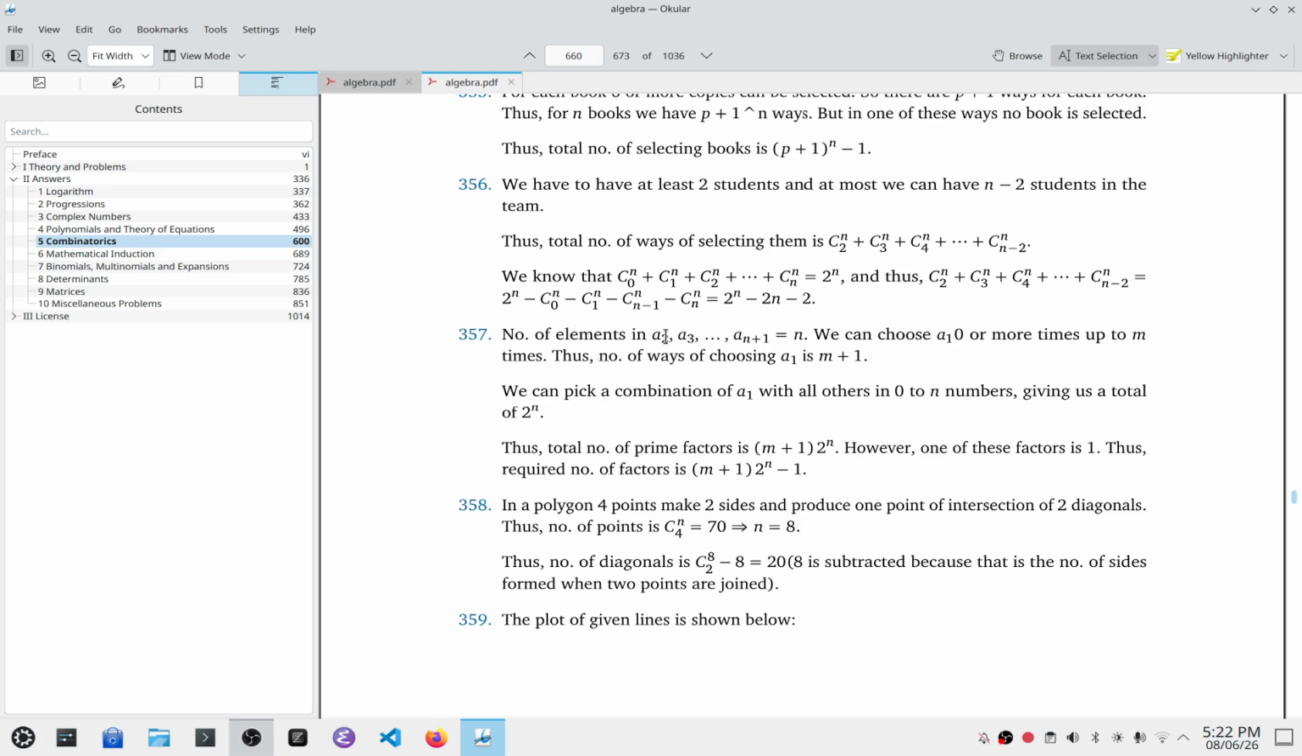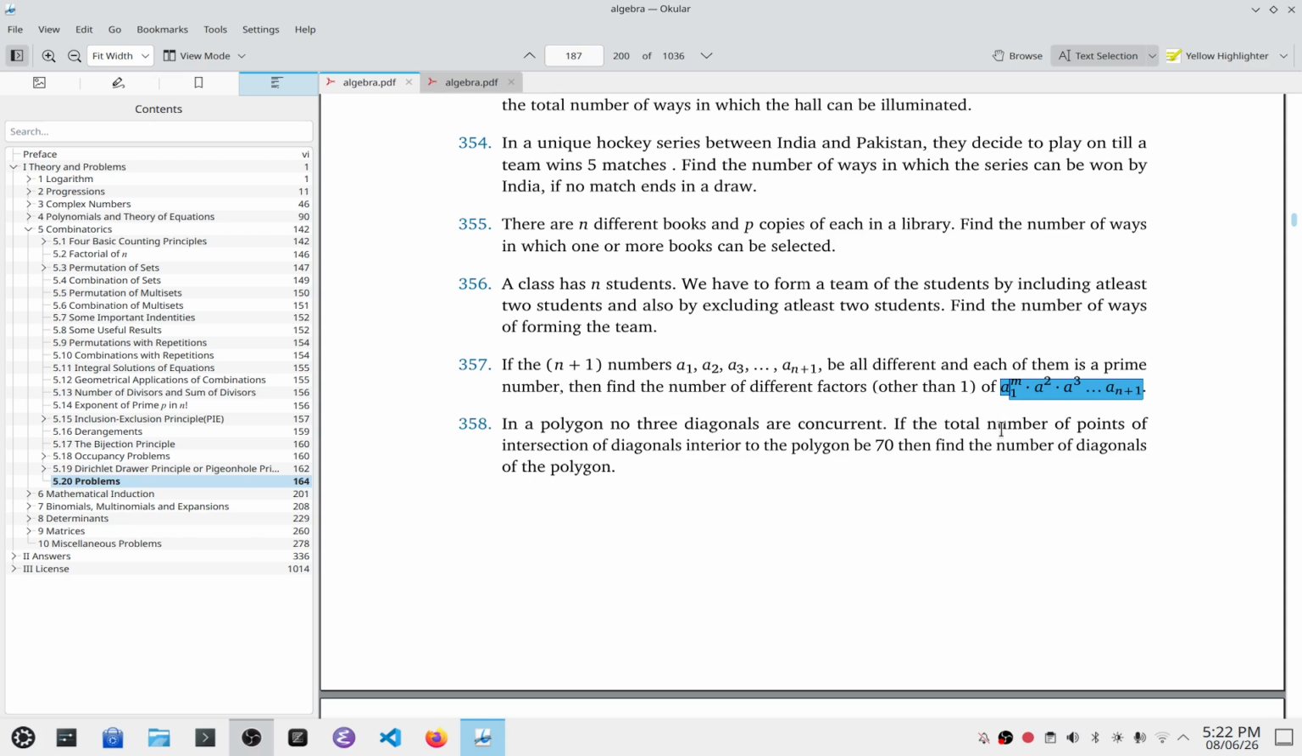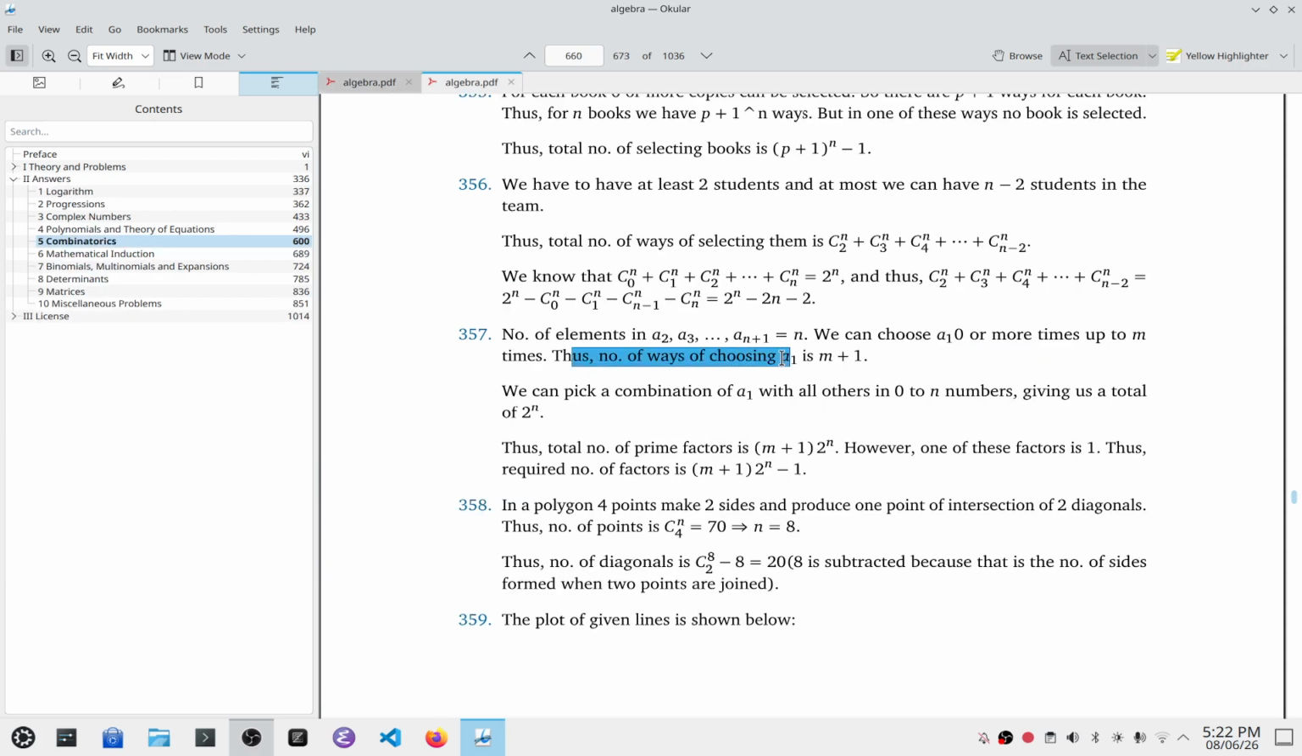Number of elements in a2, a3 through n plus 1 is equal to 1. You can choose a1 0 or more times, up to n times. So it is definitely a1 to the power n. The number of ways of choosing a1 is n plus 1. We can pick a combination of a2 through a(n+1) with all 0 to n numbers, giving us a total of 2 to the power n. Thus, the total number of factors is n plus 1 multiplied by 2 to the power n. However, one of these factors is 1. Thus, the total number of factors is (n plus 1) into 2 to the power n, minus 1.